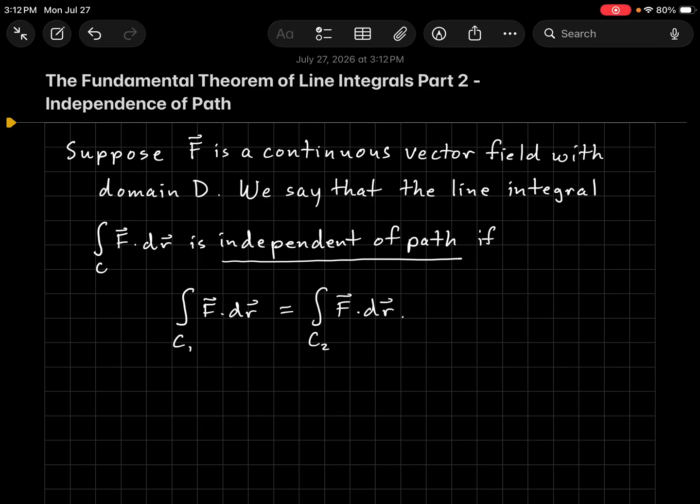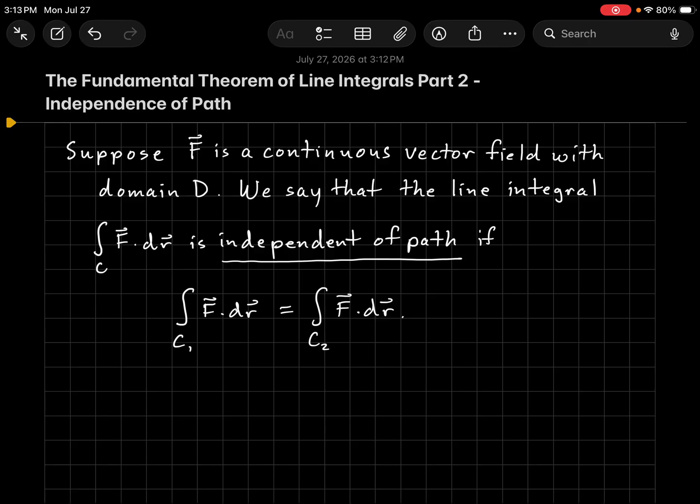The fundamental theorem of line integrals, part 2, independence of path. We're going to start this video with some definitions, an idea, and a theorem. So there's going to be a little bit more of me talking up front, and we'll do a big involved problem at the end.